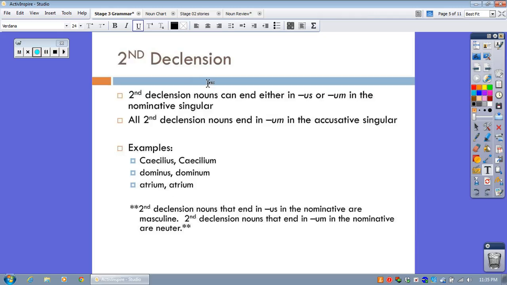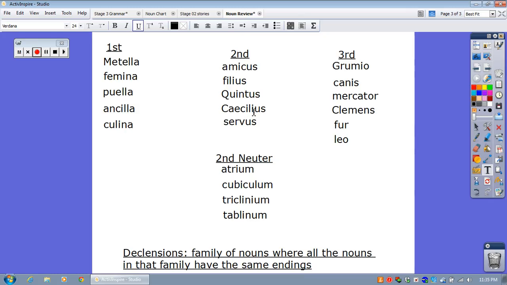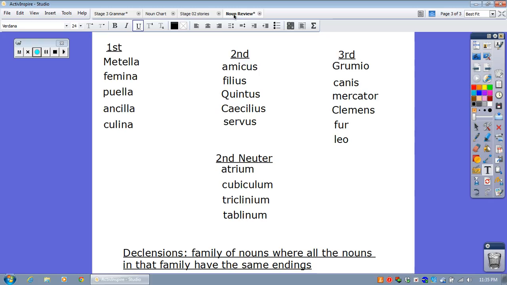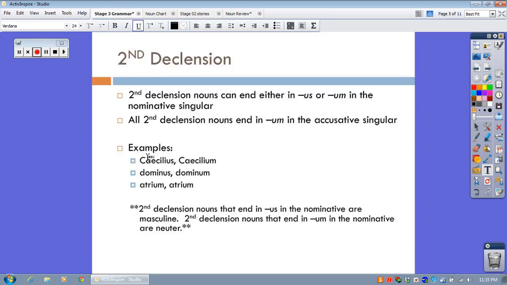Moving on to the second declension. Second declension nouns can end in either us or um in the nominative singular. As we saw here, we've got these us nouns, but also these um nouns. But the one thing that they all have in common is that they all end in um in the accusative singular. So we have Caecilius as the subject, Caecilium as the direct object, dominus, dominum, and then atrium, that was in our category over here, atrium and atrium. So it's spelled exactly the same way between the nominative and the accusative.